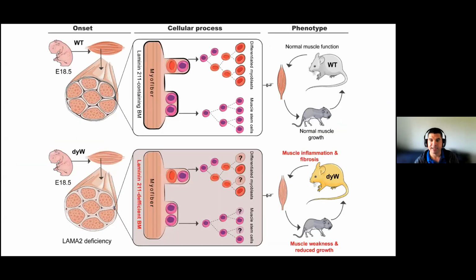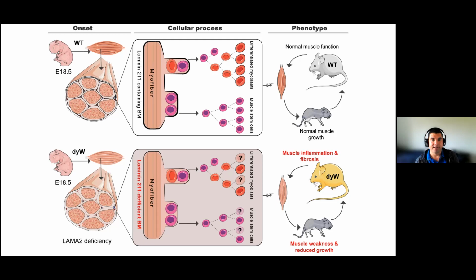cell behavior, cell states during the onset of dystrophy or muscular dystrophy in mice. And so we know that happens at stage E18.5. And we're focusing on what's happening a little bit before that and also afterwards.